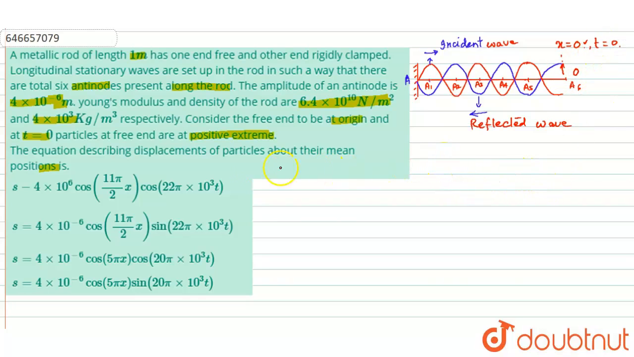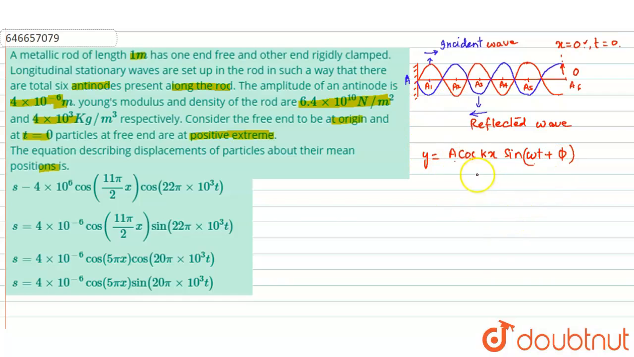Now we have to find the equation of this stationary wave. So let us first understand what the equation of a stationary wave is. We write the equation of the stationary wave as y = a cos kx sin(omega t + phi). This is one form of the equation of a stationary wave. Now we have to find a, k, omega and phi. These are the 4 things that we need to find out here.